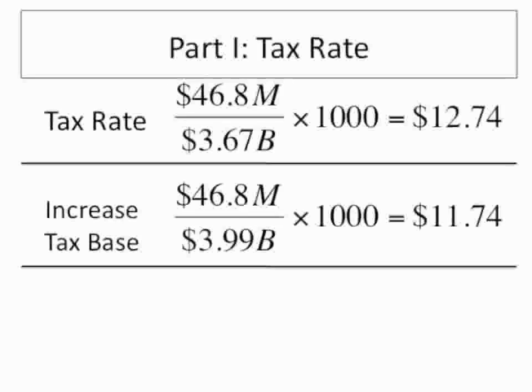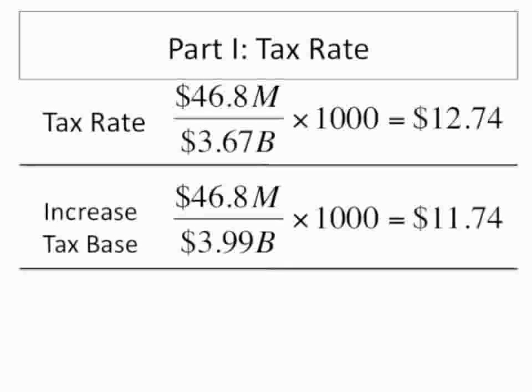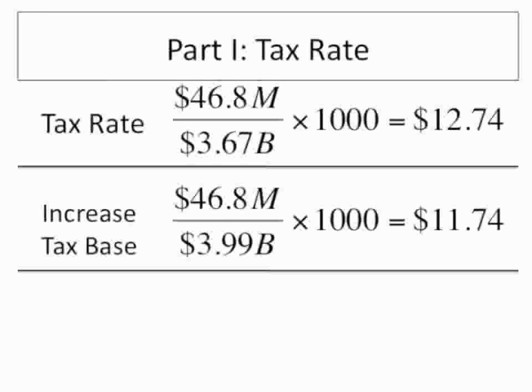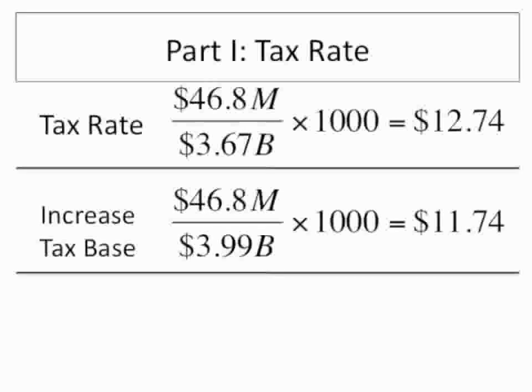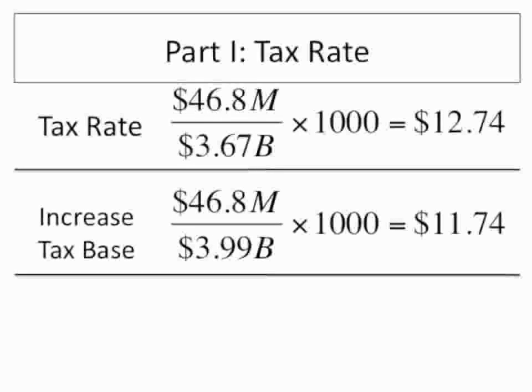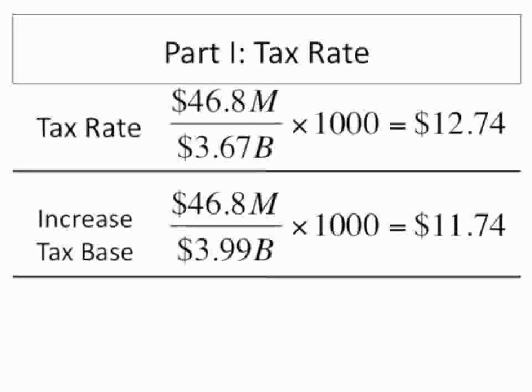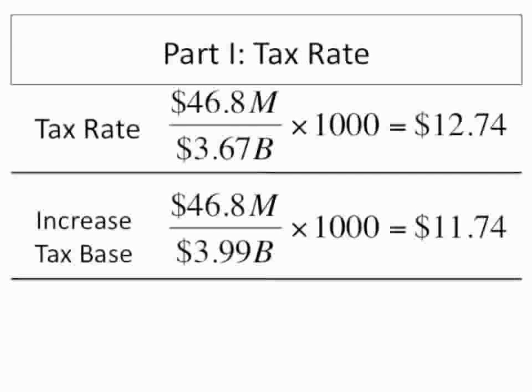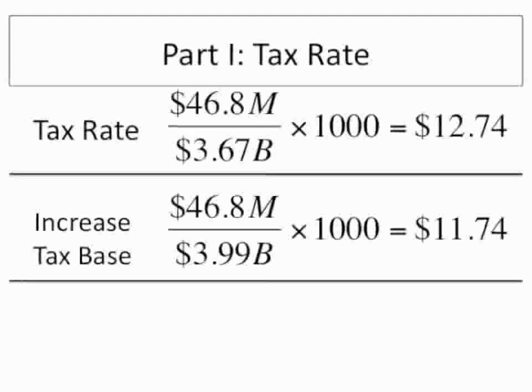So first, let's look at how much bigger would we have to make the tax base to accomplish a relatively modest reduction in the tax rate, to say $1, to $11.74. Well, here's the formula. You cross out the $3.67 billion and make it $3.99 billion. And that means adding $332 million to the total value of all the taxable property in the town of Sandwich. And you achieve the $11.74.